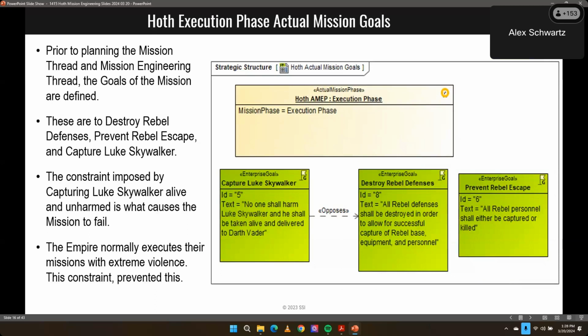Well, how does the evil empire actually attack planets? Well, they blow them up. As General MacArthur said, they execute their mission furiously. So we looked at this and he said, well, the problem is they can't do that because they need to keep Luke Skywalker alive. Therefore, I said, gee, it'd be nice if you had some means by which you can say, actually, this goal counteracts this goal.